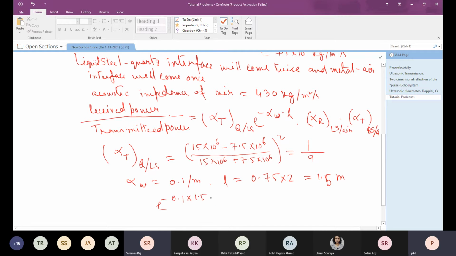So what is that exponential term for? Like I can't understand. This is for continuous attenuation. Oh, okay, Beer-Lambert's law.